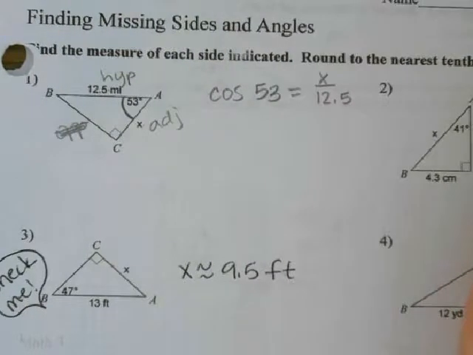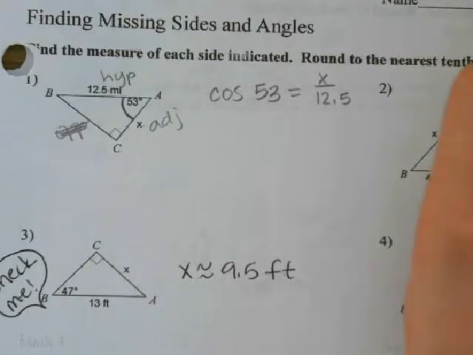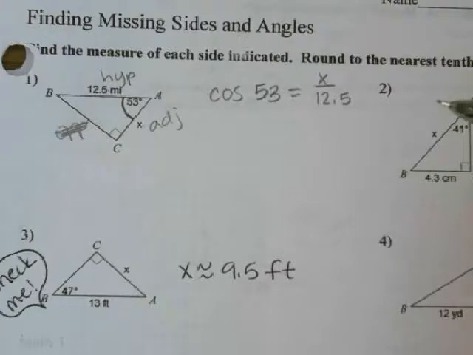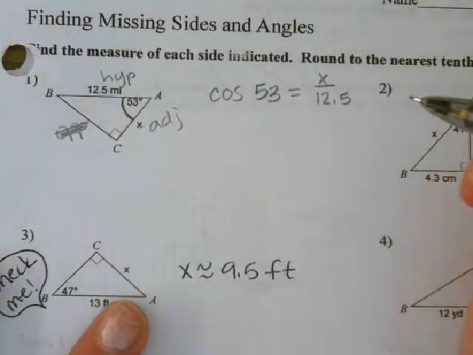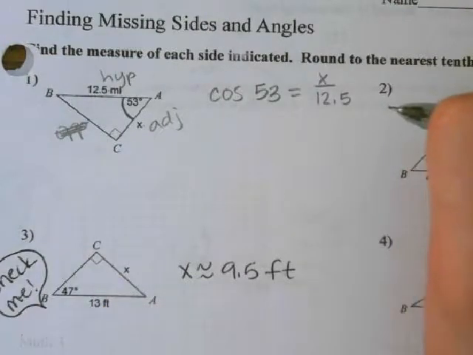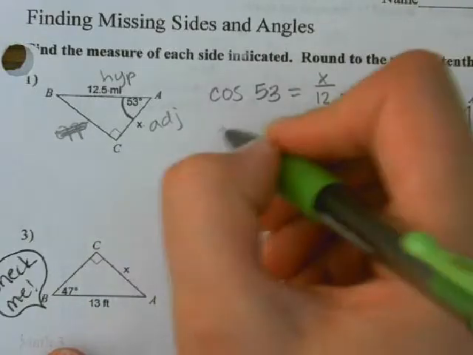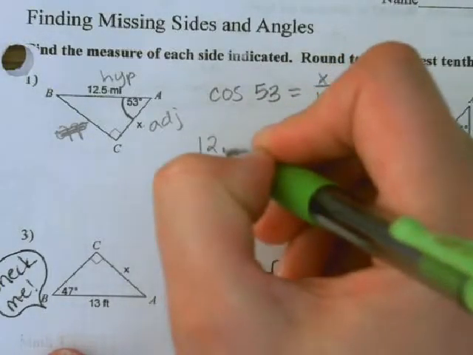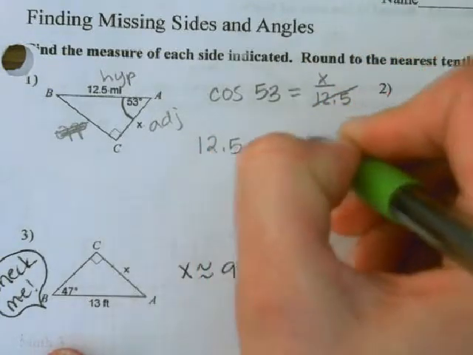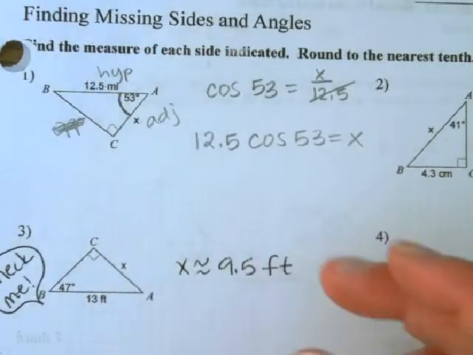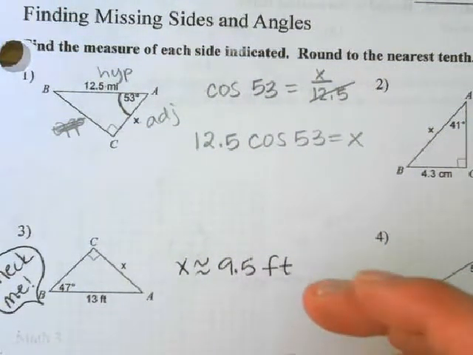Yeah, you can actually get away with not cross multiplying on this one if you want to. You could just multiply the 12.5 to the other side. It's not 12.5 over x, then the 53. If it was 12.5 over x, then we would be putting it over 1 and cross multiplying for sure. But here we can just multiply the 12.5 to the other side. So that's going to go away and we're going to put it over here. So 12.5 multiplied by cos 53 equals x. And this right here is the exact answer because we've gotten the x all alone.